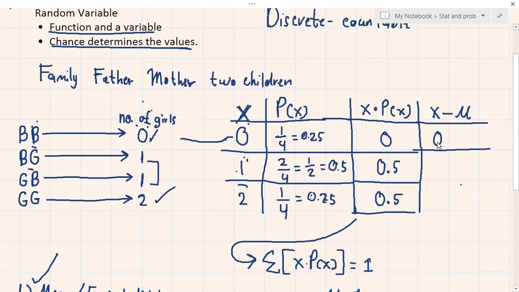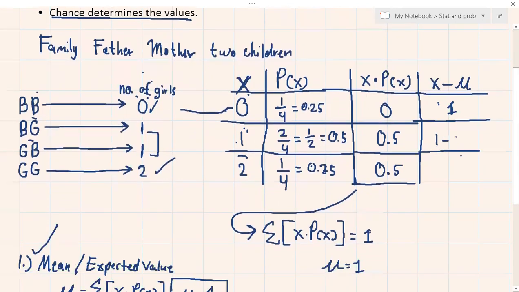So, 0 minus 1 is -1. Okay, -1. Next, second row. Okay, 1, which is yung x mo, minus si mean, which is si 1. So, 1 minus 1 is 0. Last but not the least, we have 2. Okay, so proceed na tayo dito. Okay, sa third row. So, 2 minus your mean, 1. So, 2 minus 1 is 1.